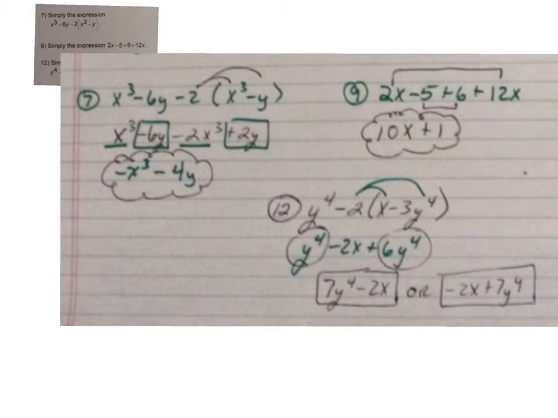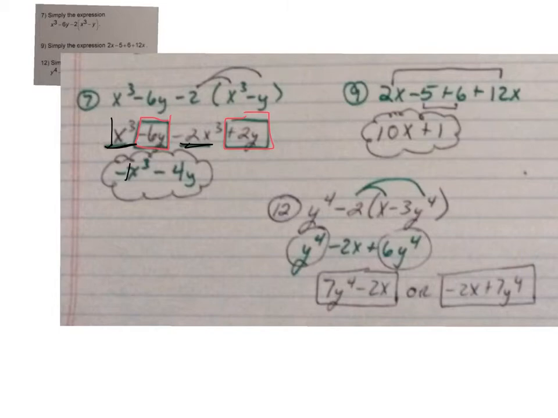On number 7, if you notice, I basically distributed this first. So I brought down my x to the third minus 6y. And then -2 times x to the third is -2x to the third. And then -2 times -y is a positive 2y. Alright, so let's go ahead and get that out of the way so it clears things up. And then finally on the next step, I boxed up my y's and I underlined my x to the thirds. So I have 1x to the third minus 2x to the third gives me a -1x to the third.